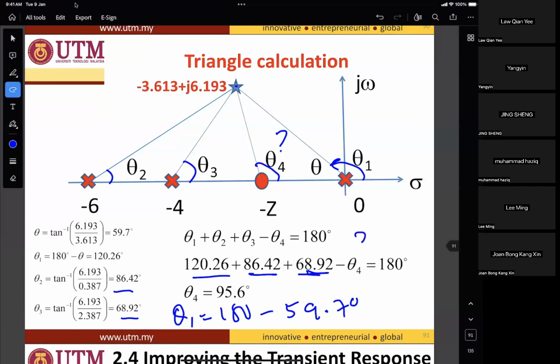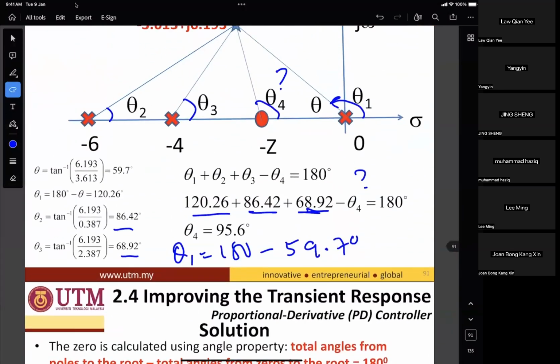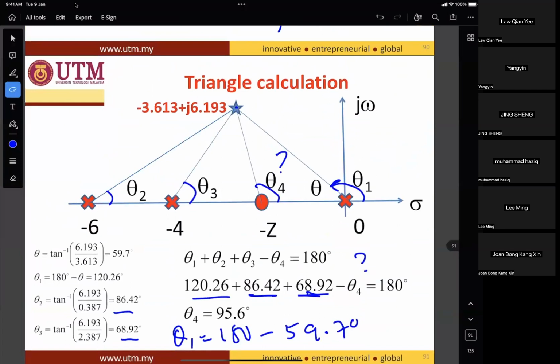We don't know theta 4, so this is the angle that we try to calculate, equal to 180 degrees. This is the angle criteria formula. So you get theta 4 as 95.6, about here, about 94.56.